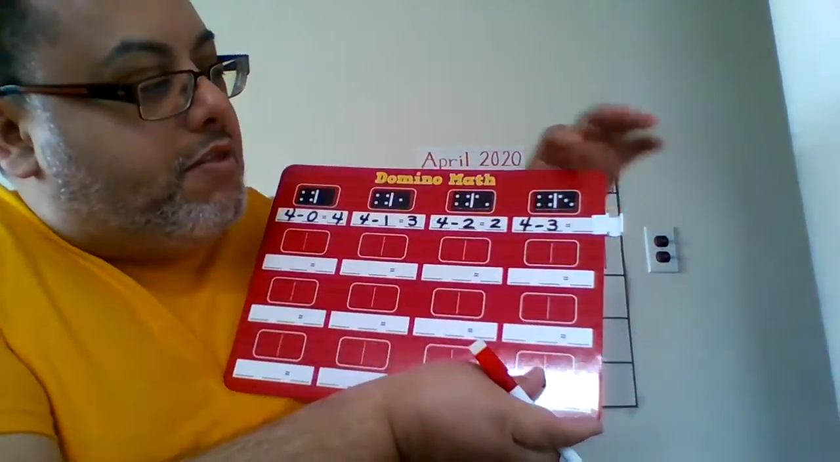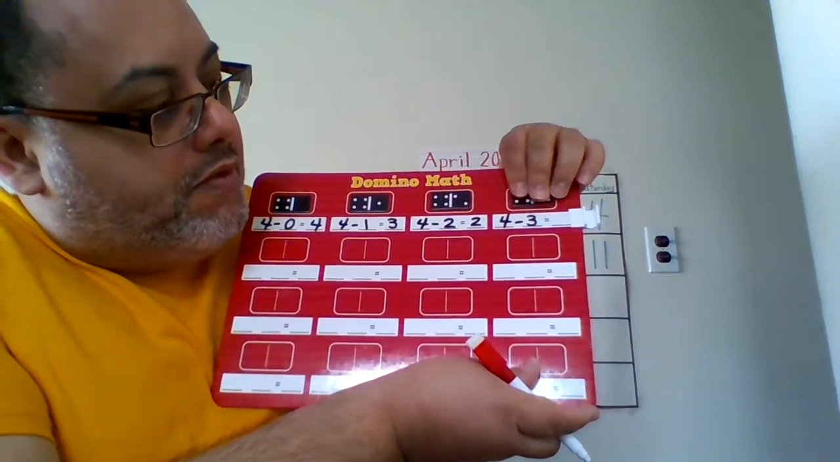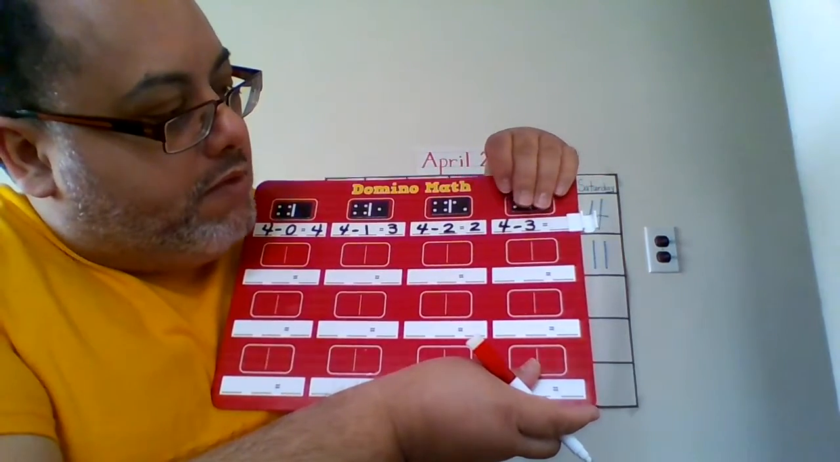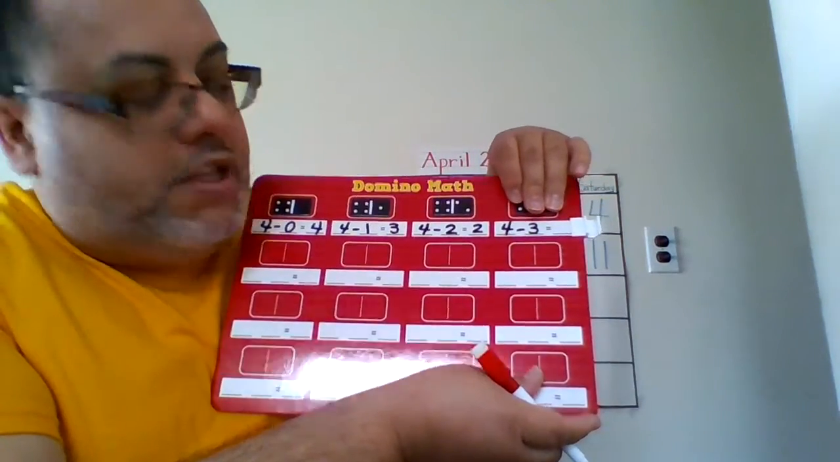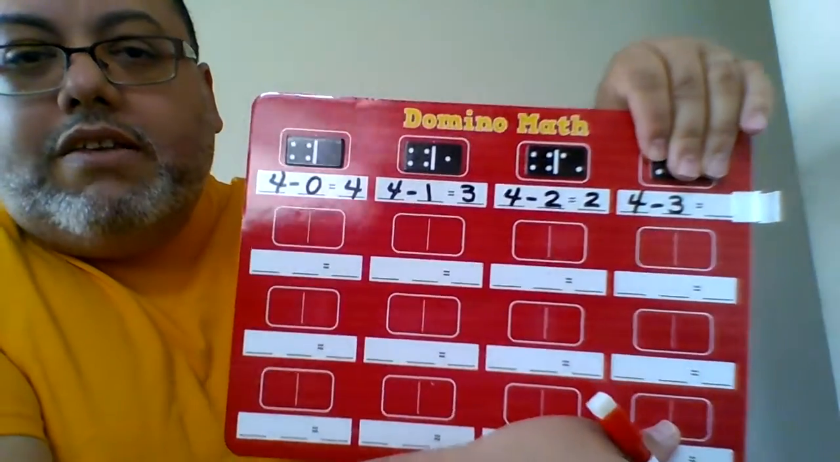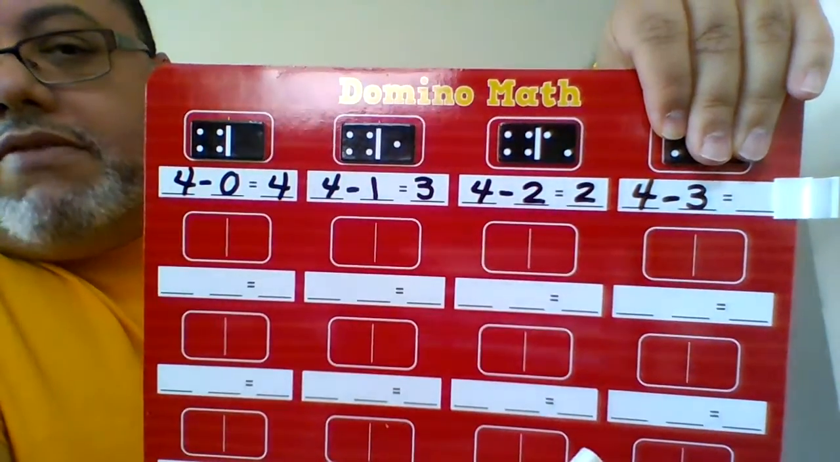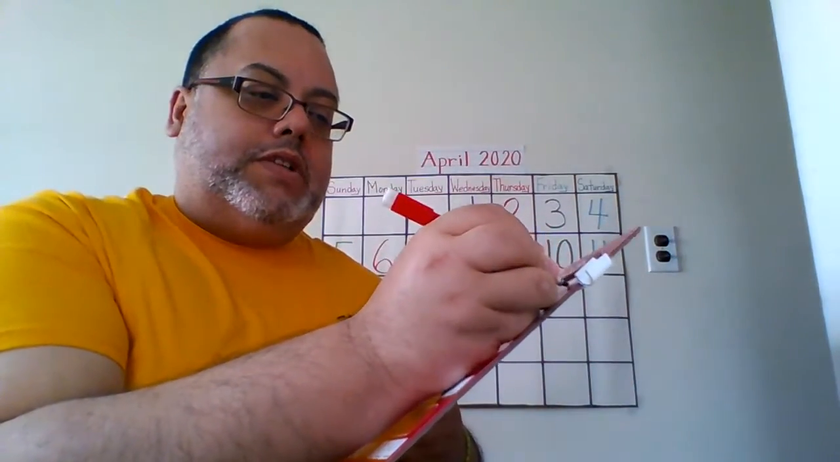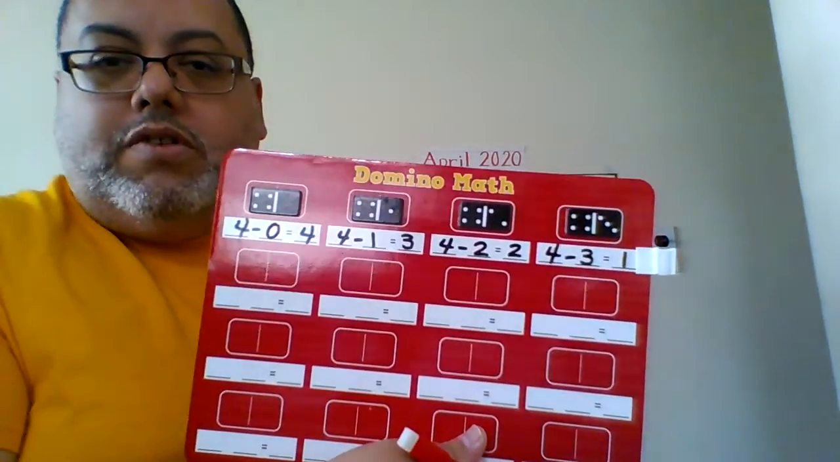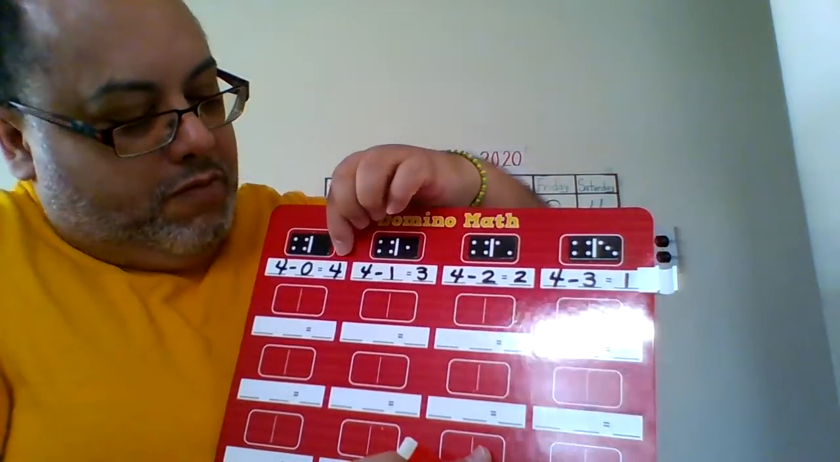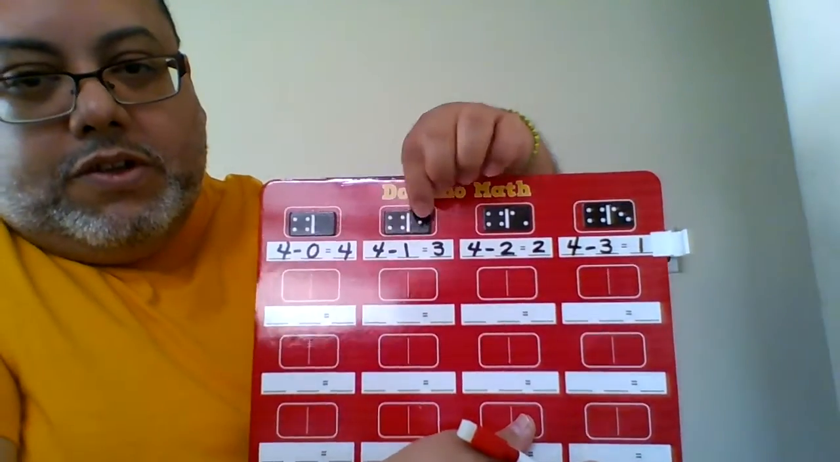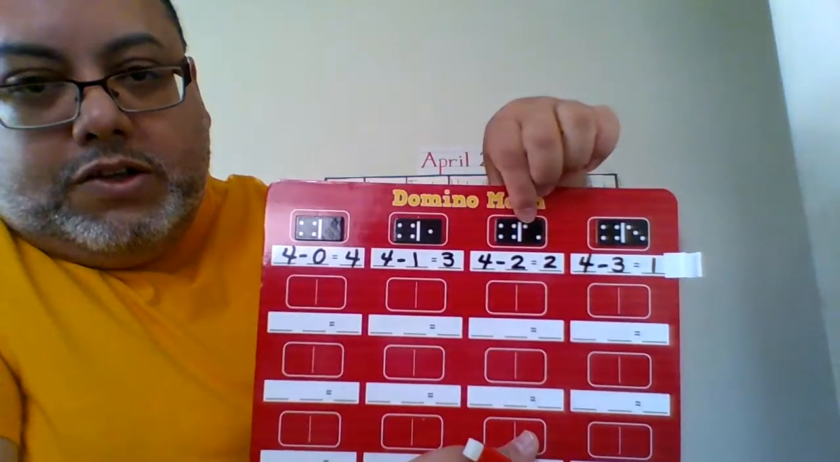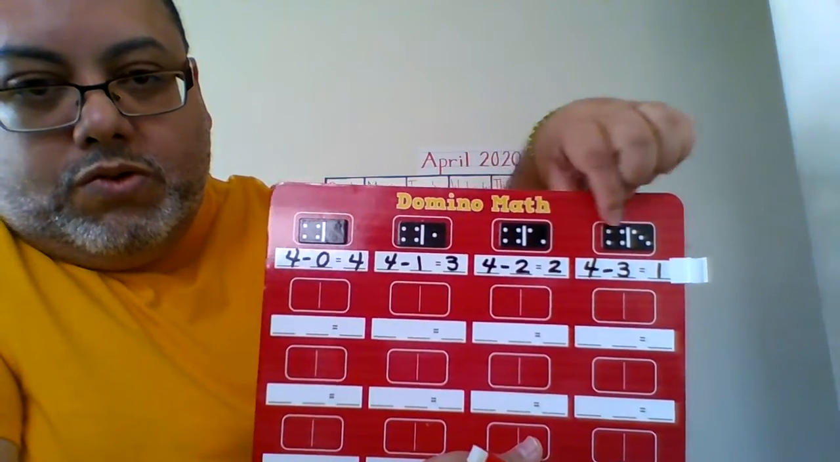If I take away 3, let's see if I can put my fingers in here. If I take away 3, how many do I have left? 1. See? 4, 3, 2, 1. I still have one more.